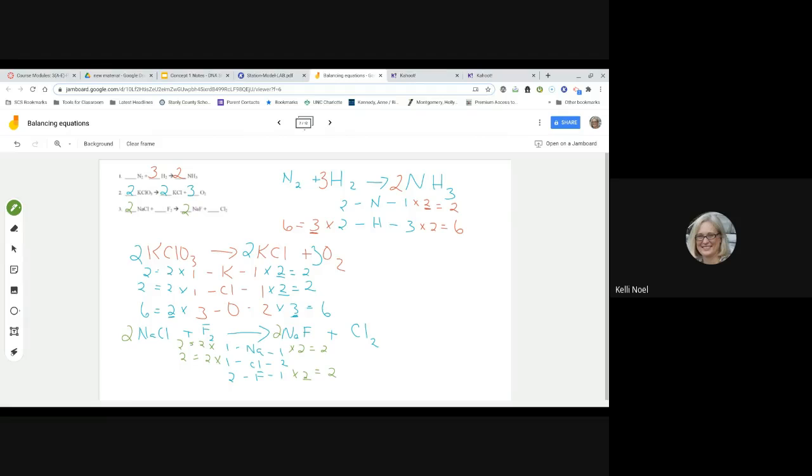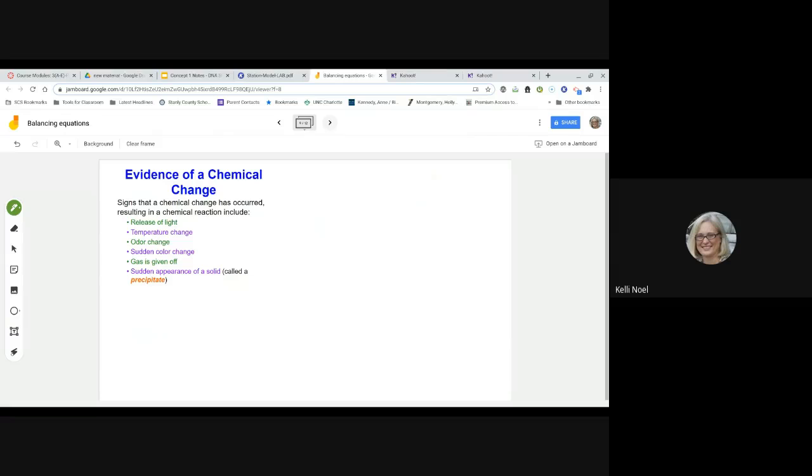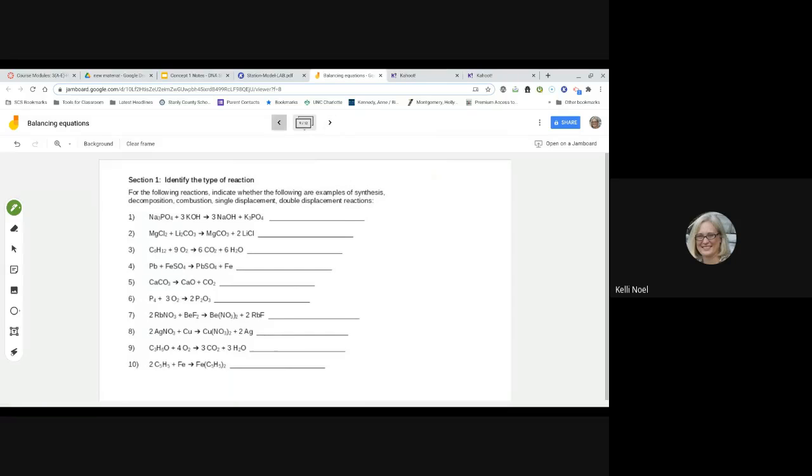So just another review of balancing equations, because you're still going to need to do that for something we're going to do tomorrow. I'm going to hold off and do those the next day. Evidence of chemical change. We didn't talk about this. And hold on. I don't think I put everything I needed up here. No, we're going to have to come back.